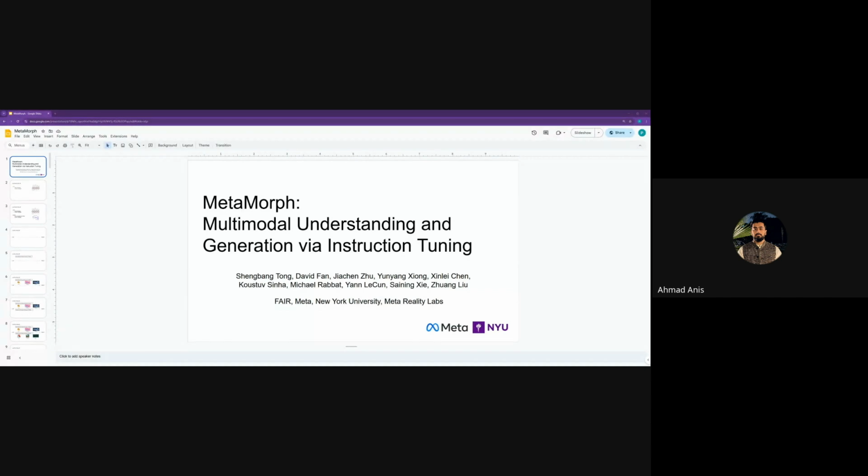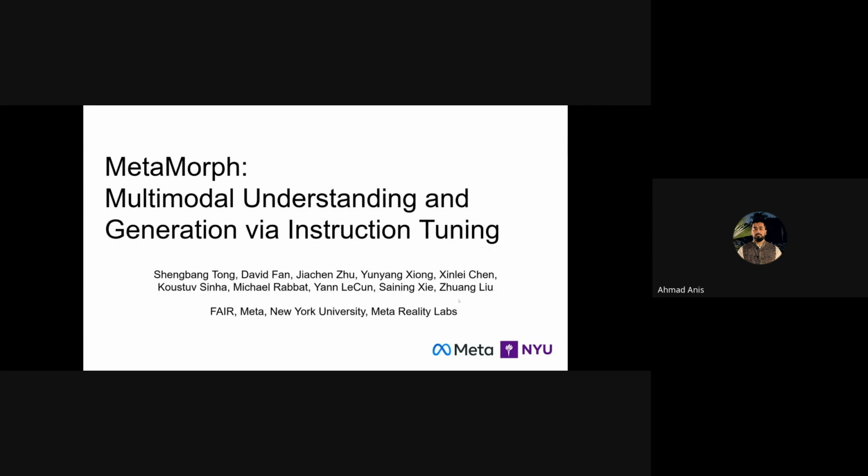We have with us Peter Tong. Peter is a second year PhD student at NYU, advised by Professor Yann LeCun and Saining Xie. Peter graduated from UC Berkeley with a triple major in computer science, applied mathematics, and statistics. Today, Peter will be presenting his research work, MetaMorph: Multimodal Understanding and Generation by Instruction Tuning. Thank you so much for your time, and I'll hand it over to you.